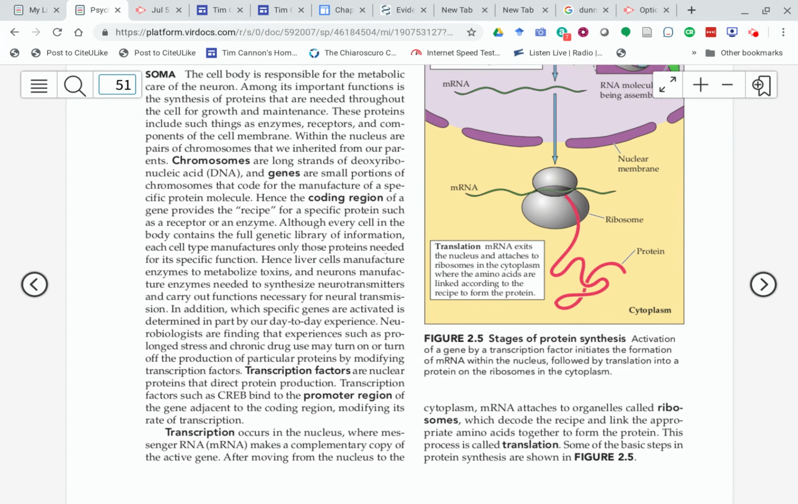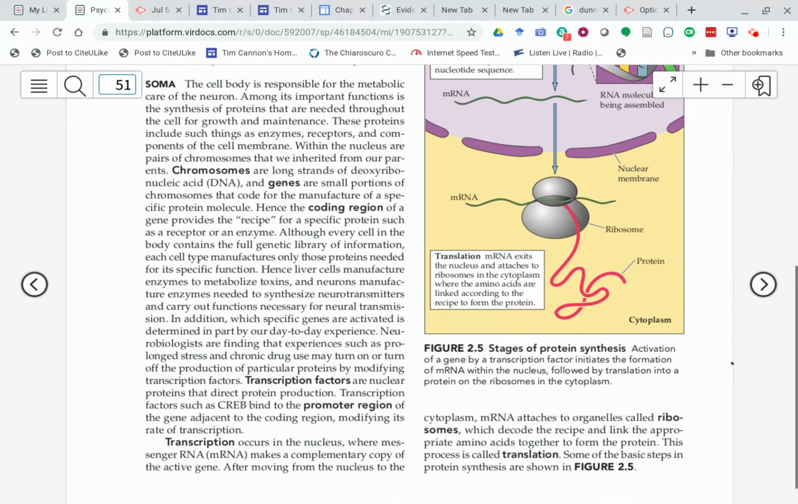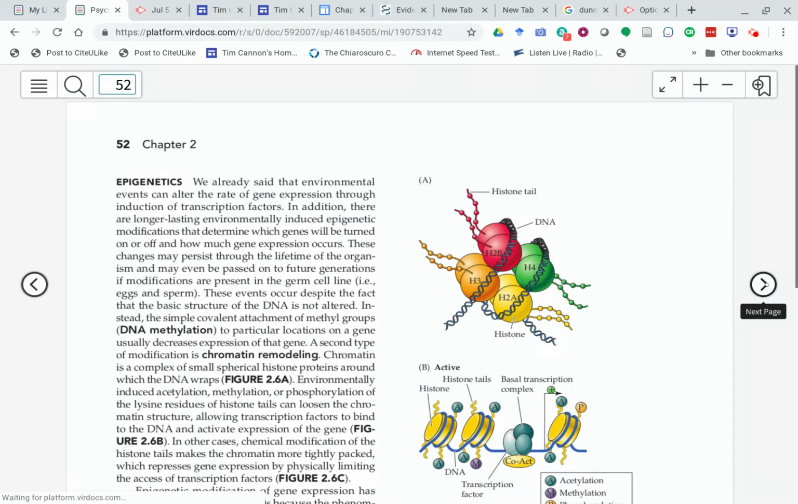When I teach about genes and protein synthesis, I simply say DNA, RNA, protein synthesis. This is a bit more advanced. Take a look at it. It's important. These terms are important.